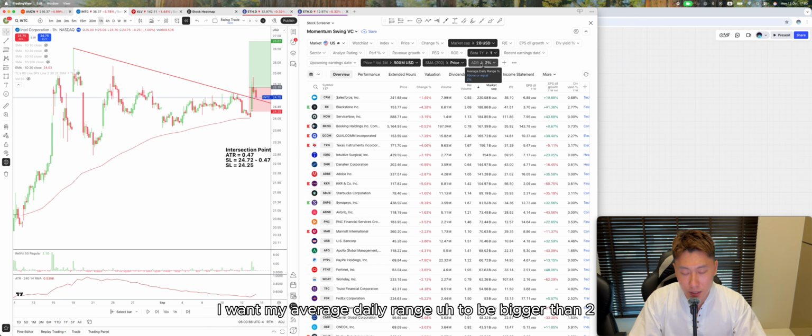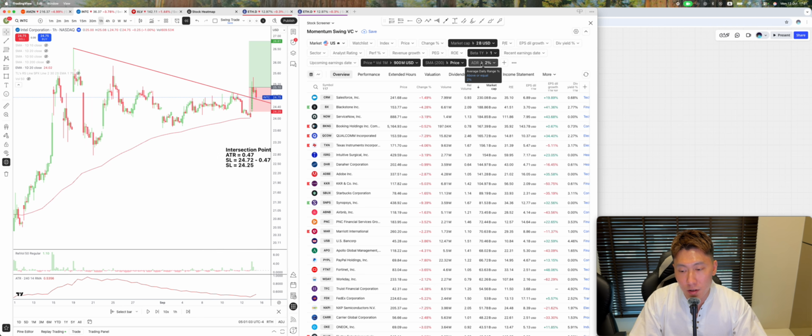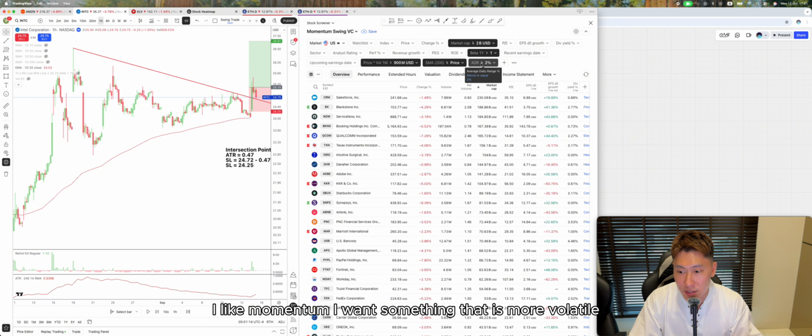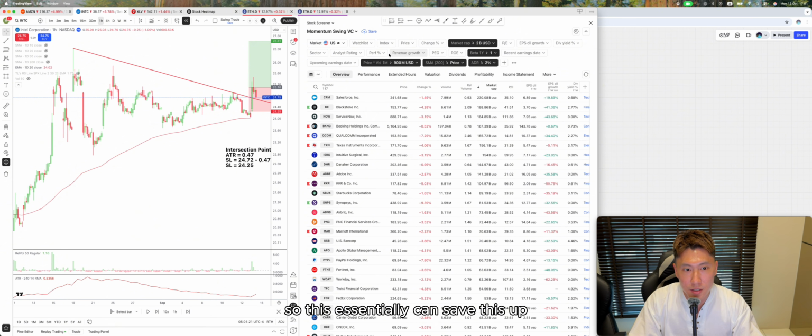And lastly, I want my average daily range to be bigger than 2. What it means is that the stock will move at least 2% from the opening of the stock price, either up or down, doesn't matter, but it'll move 2%. Because as I said, I'm a momentum trader, I like momentum. I want something that is more volatile so it can hit my stop loss or take profit either way. So essentially we can save this up. As you can see, once you key in all these criteria, there are 117 symbols, meaning there are 117 stocks that fit my criteria. If I refresh it, it's still the same.